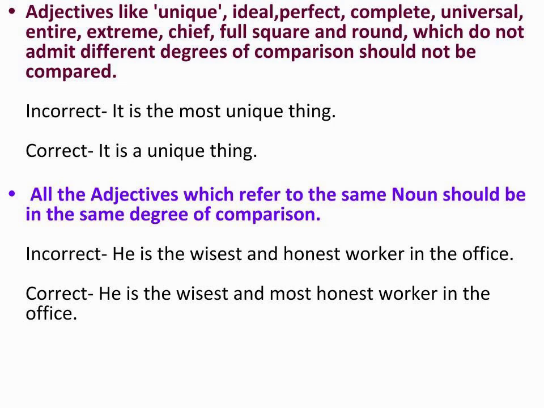Next, all the adjectives which refer to the same noun should be in the same degree of comparison. Example, he is the wisest and honest worker in the office. So see, he is the wisest and most honest worker in the office. Adjectives which refer to the same noun should be in the same degree. That means the wisest and the most honest. So the is common, superlative, wisest and most honest. Honest cannot be compared. So most honest worker in the office.